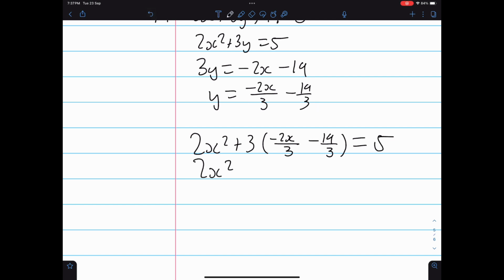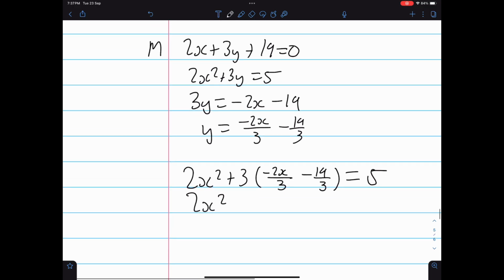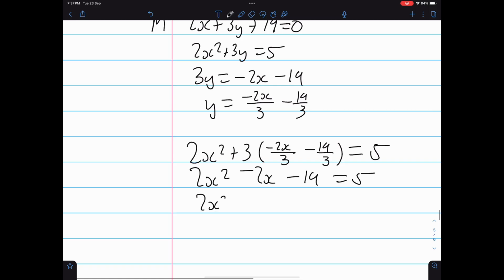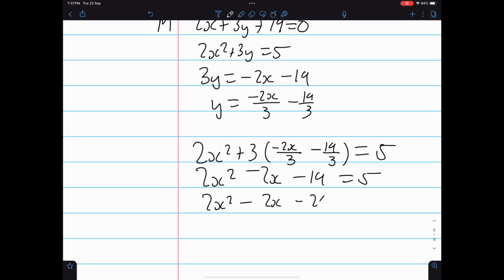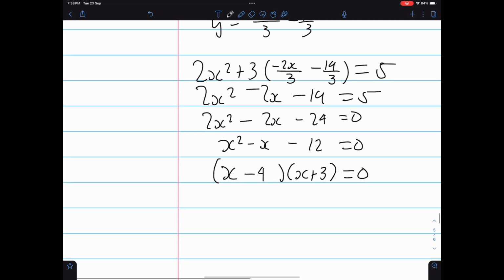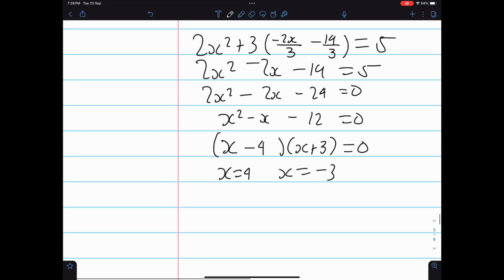2x squared minus 2x minus 19 will equal 5. 2x squared minus 2x minus 24 equals 0. x squared minus x minus 12 equals 0. (x minus 4)(x plus 3) equals 0. So x is either equal to 4 or x is equal to negative 3.